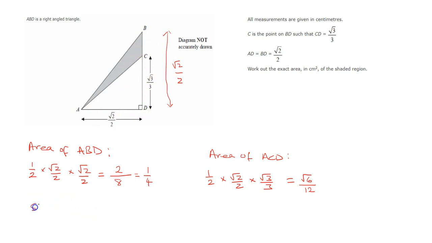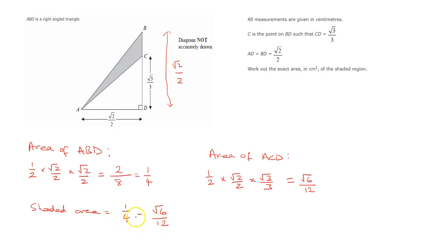So the shaded area will be a quarter minus root 6 over 12. Now we can leave it in that form. If we wanted to do so, we could combine them to make it one fraction.